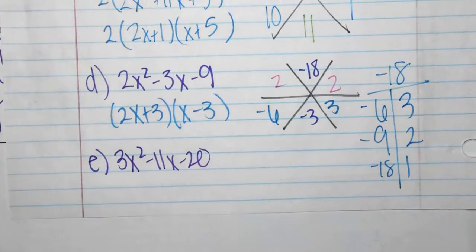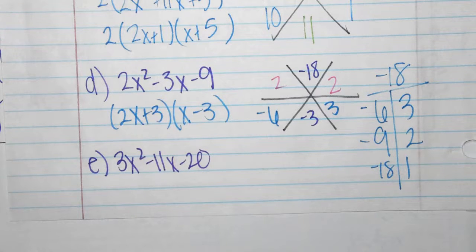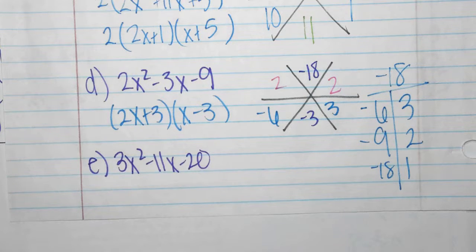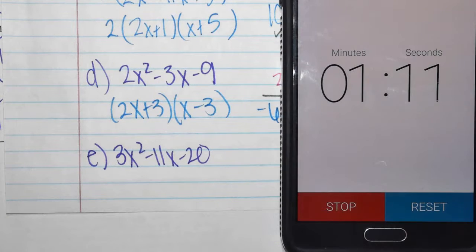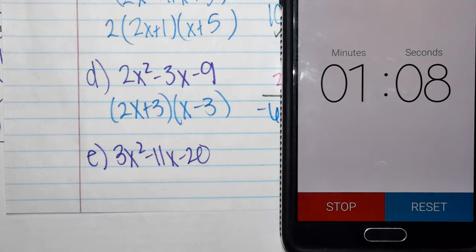All right, 3x squared minus 11x minus 20. A minute and 30 seconds. Ready? Go. Okay, 3 times 20 is... Negative. Hush up. A minute and 9 seconds.